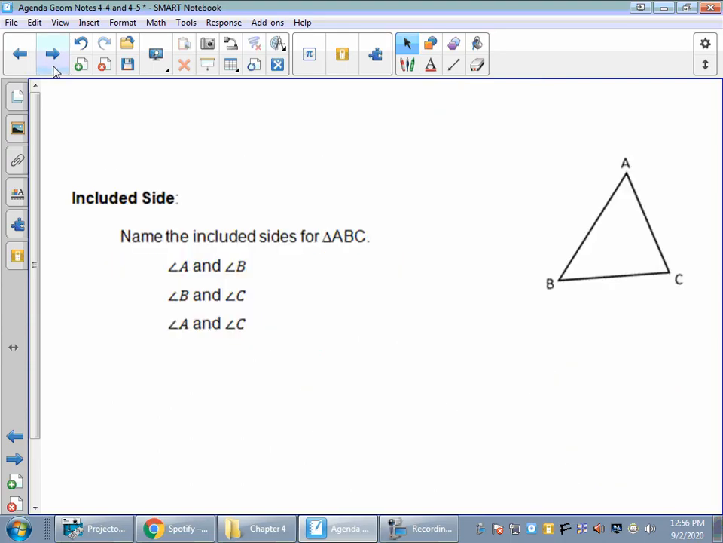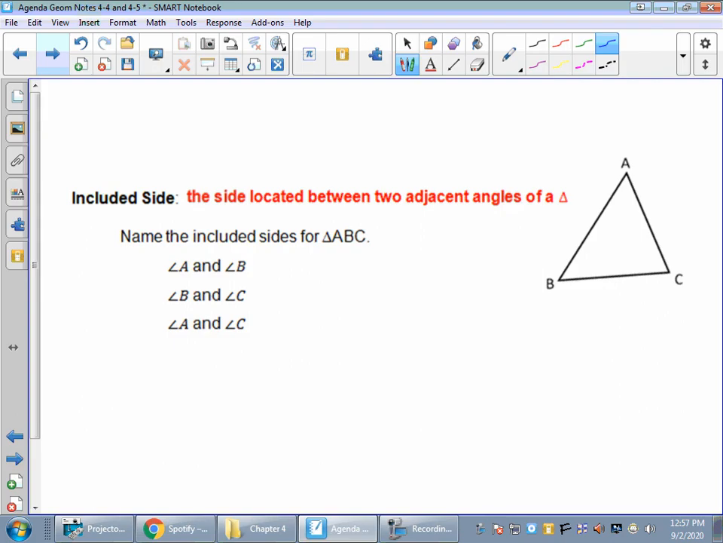All right, now let's talk about what an included side is as we get into the other two. An included side is a side located between two adjacent angles of a triangle. I know this isn't on your sheet anywhere, but if you want to write it in somewhere, it might help you. So name the included side for this triangle. What's the included side between angles A and B? If we look at angle A and angle B here, the side between them is this one right here, so we'd say side AB.